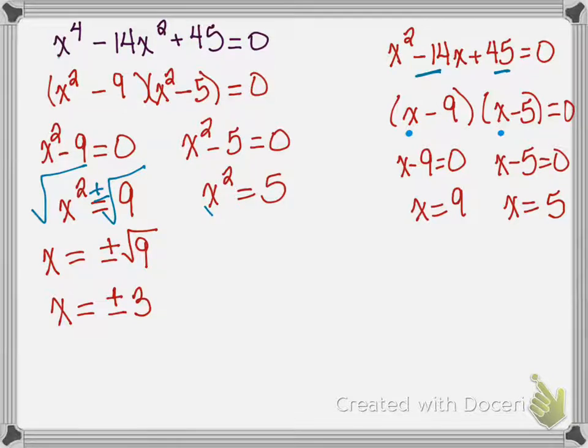Now I still have x squared equals 5. I'm going to take the square root of both sides. When I take the square root of the right-hand side, what do I have to do?